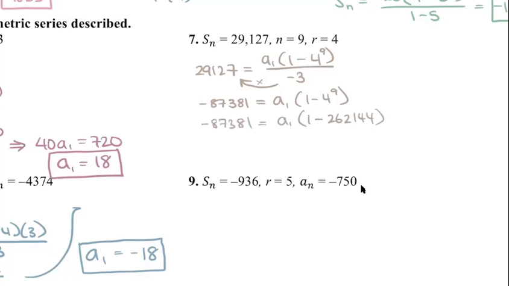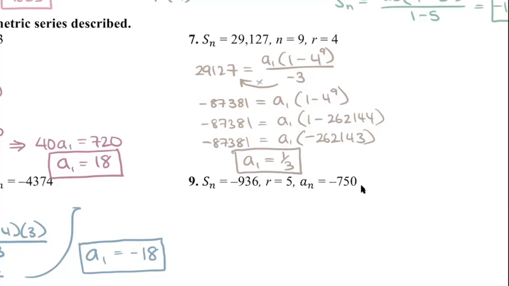And then so I had the big number on the left equals a sub 1 times negative 262,143. Got it. And then I divided that out, and I got a sub 1 equals 1/3. Perfect. Nicely done. Awesome job, Zach. Cool. All right, let's do number 9.